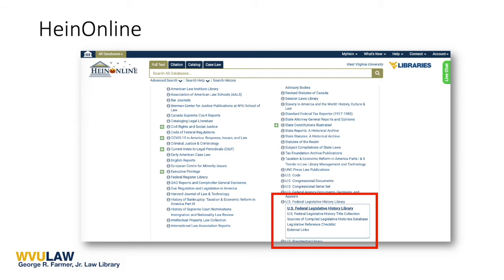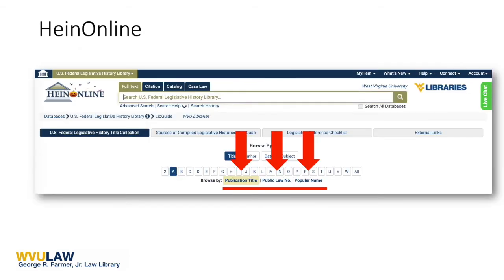We have already used HeinOnline for its law journal library. However, this platform has many other resources, including the U.S. Federal Legislative History Library. In this digital library, you may browse for compiled legislative histories by the publication title, the public law number, or by the popular name of a law.